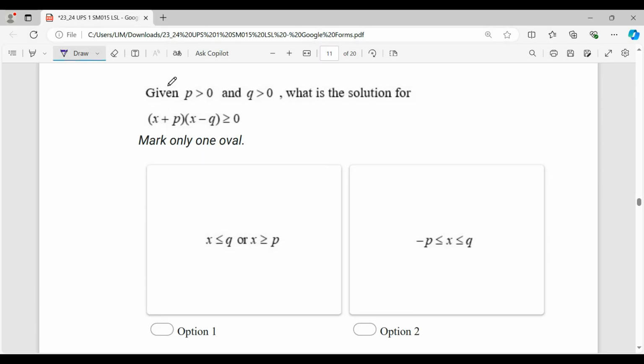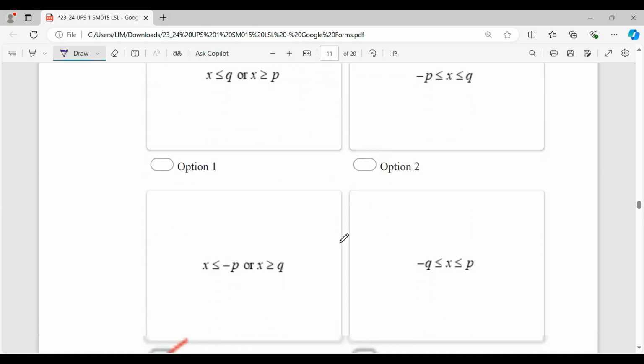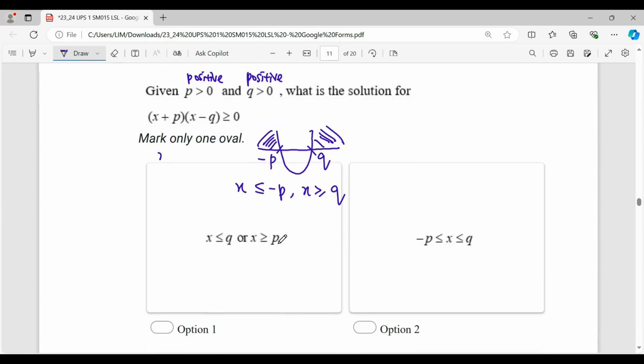Then for the next, when p is positive, q is also positive. What is the solution for this? As we can see, this is a factorized quadratic. So here x is equal to negative p, and the other is positive q, negative p at the left hand side, positive q at the right hand side, because they say this value is positive. So the coefficient here is negative. Then they want the positive shade above the x-axis. Therefore, our answer will be less than or equal to negative p and more than or equal to q. Therefore, we have this as our option.